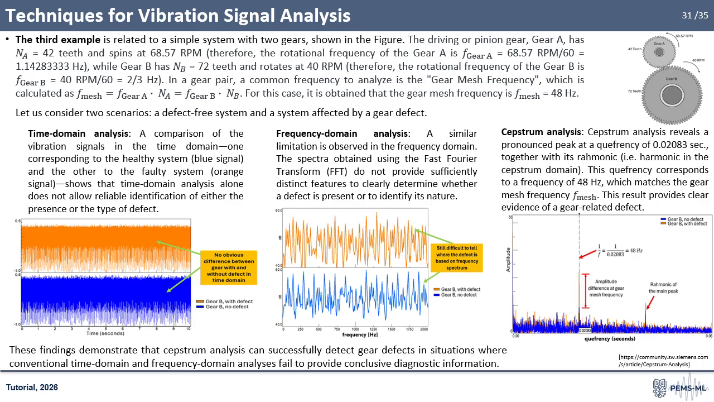However, cepstrum analysis shows a clear peak at a quefrency of 0.02083 seconds, corresponding to 48 Hz, the gear meshing frequency. This clearly indicates a gear defect. These results demonstrate that cepstrum analysis can detect gear faults even when time domain and frequency domain analyses fail.